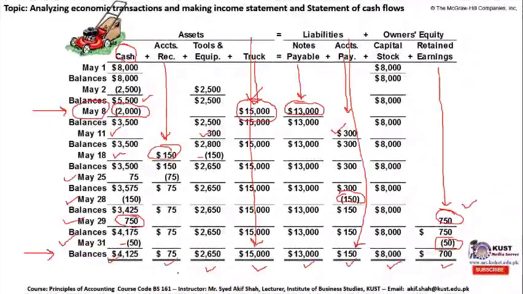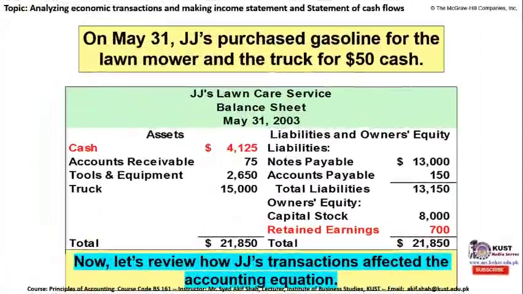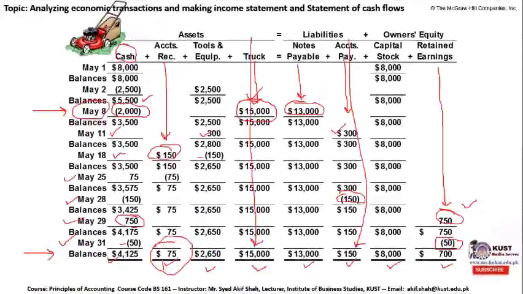Let's check another one, which is accounts receivable. The accounts receivable balance is $75. Let's counter check in the balance sheet. In accounts receivable, the final balance is $75. So this is the way you can directly show the impact of economic transactions on the balance sheet, or another way around, you can show the impact of these economic transactions on the accounting equation in columnar fashion.